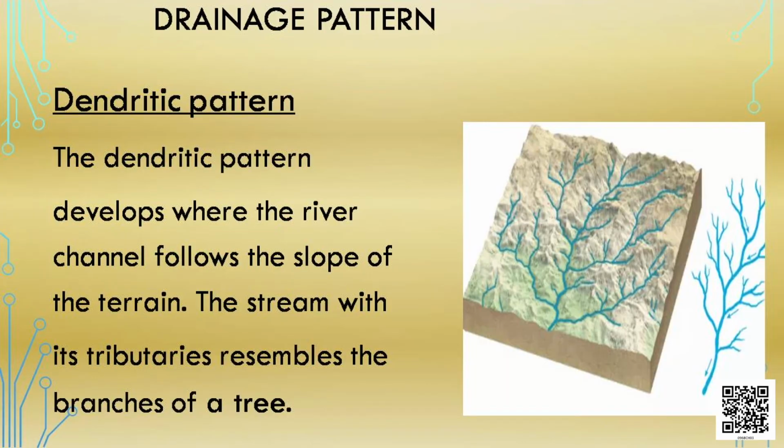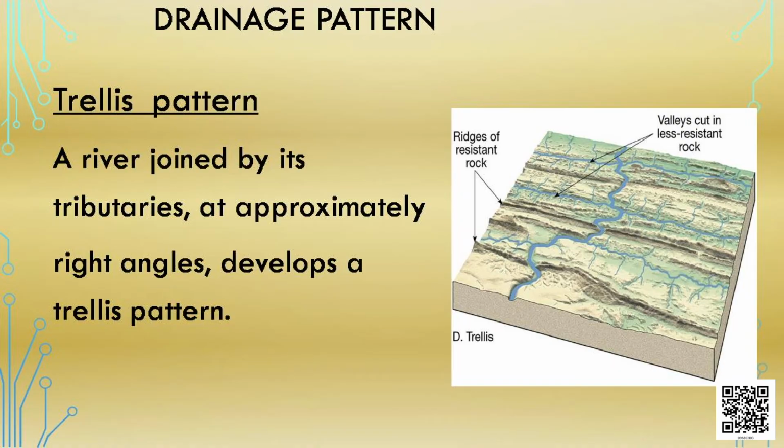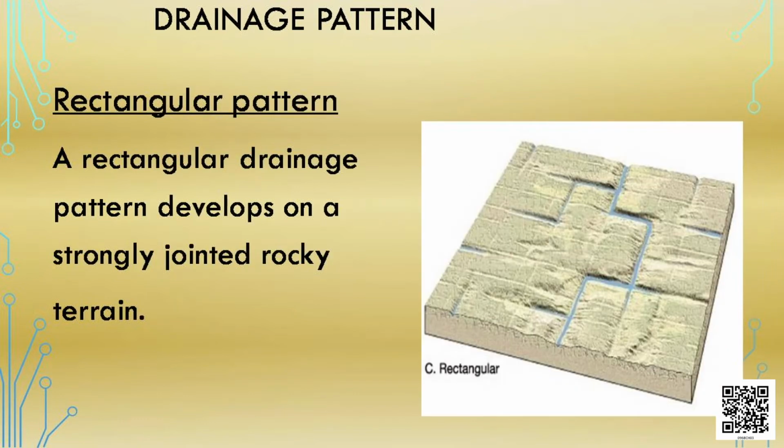What is dendritic? When a river is joined by its tributaries just like the branches of a tree, we call it a dendritic pattern. When the small rivers or tributaries join the main river at right angles and remain parallel to one another, that pattern is called the trellis pattern. Whereas a rectangular drainage pattern is developed on a strongly jointed rocky terrain.